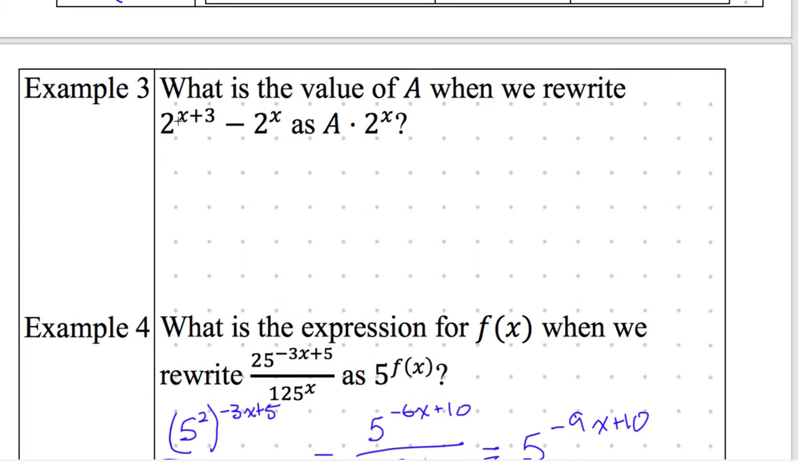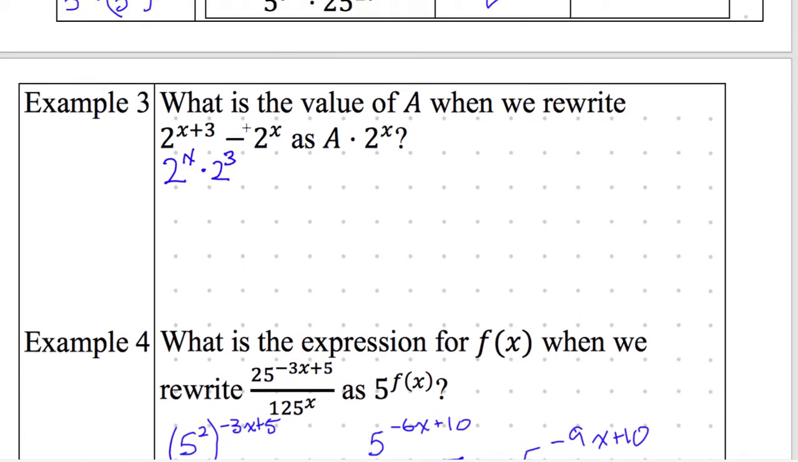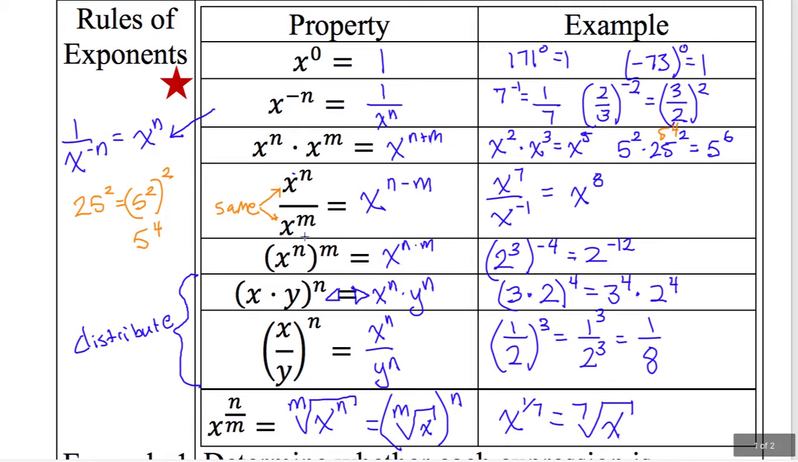So I want to go backwards when I add powers, going backwards to get two things that are multiplied by each other. So 2 to the power of x times what, Gio? 3. There it is. 2 to the power of x times 2 to the power of 3. We're doing this rule right here backwards.